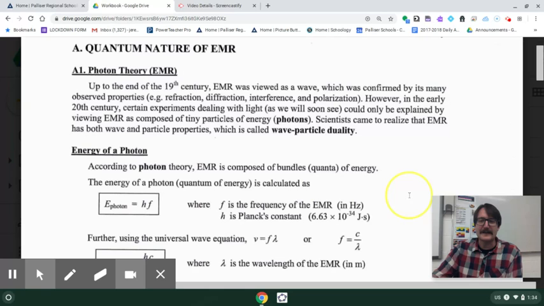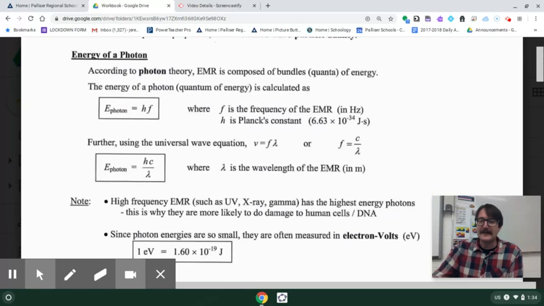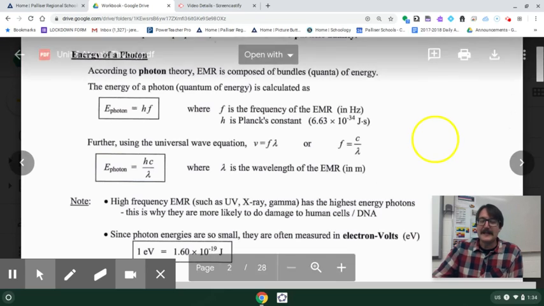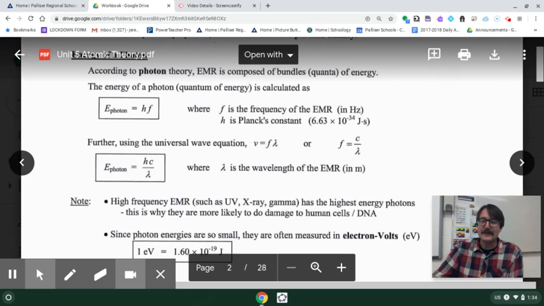Further, if you use the universal wave equation, v equals f lambda, we can substitute in for frequency c over lambda. And so you get E equals hc over lambda. Of course, these two formulas are on your data sheet. Check it out. Wavelength is in meters.